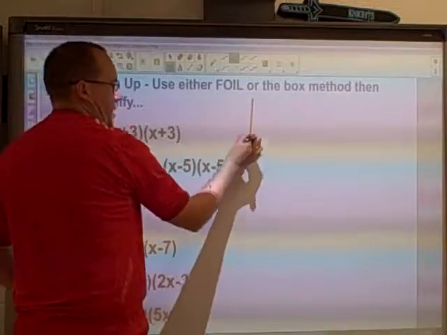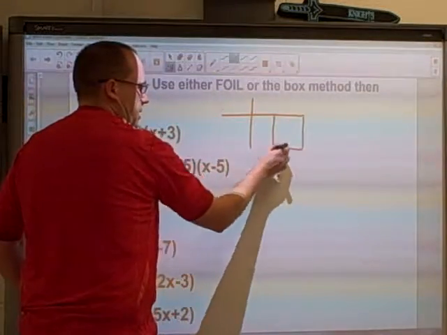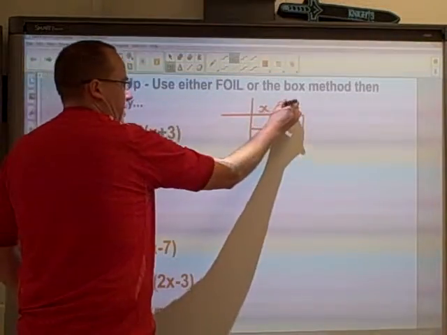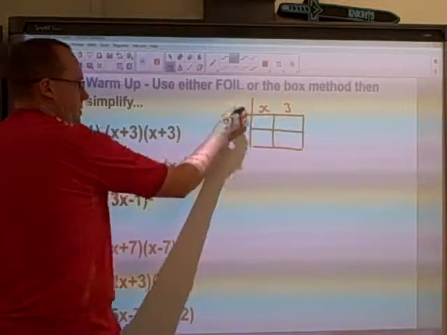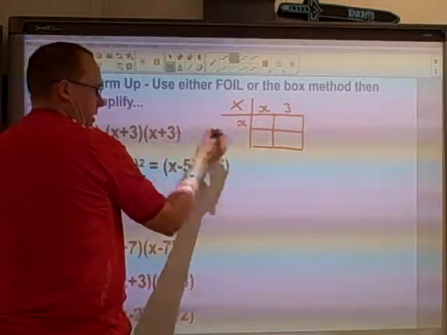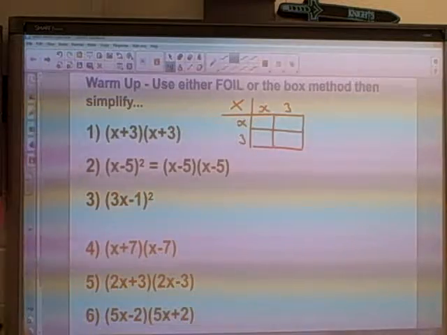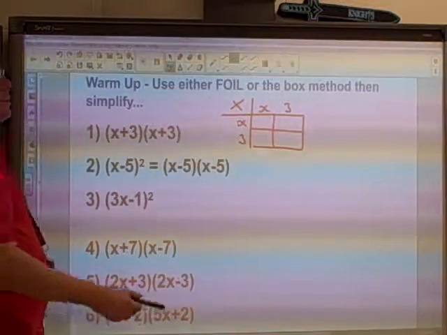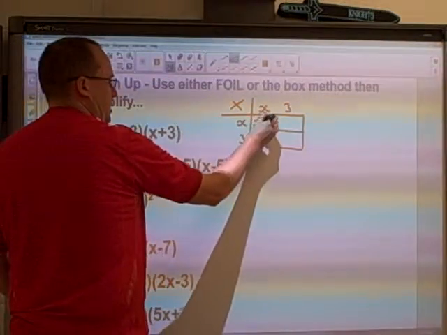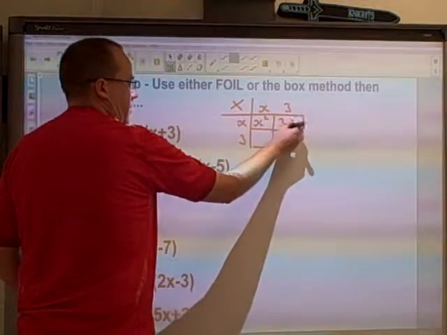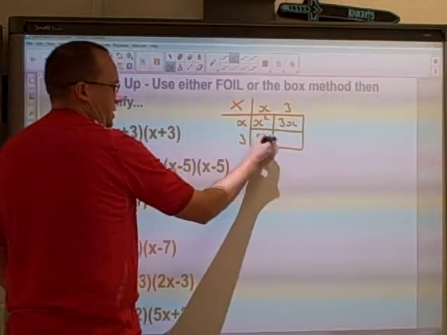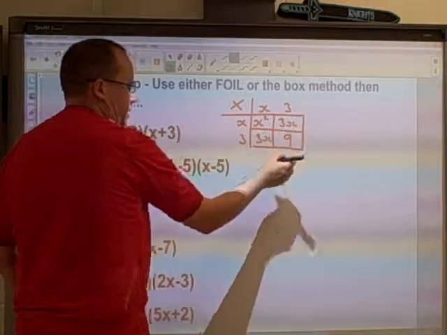So x plus 3 times x plus 3. I'm going to put x, and because it's positive 3, I'm just going to put 3. I'm going to multiply these, and then x plus 3, and x plus 3. And then we just fill in the boxes depending on what multiplication we get. So x times x, x squared, x times 3, 3x, 3 times x, 3x, and then 3 times 3 is 9.